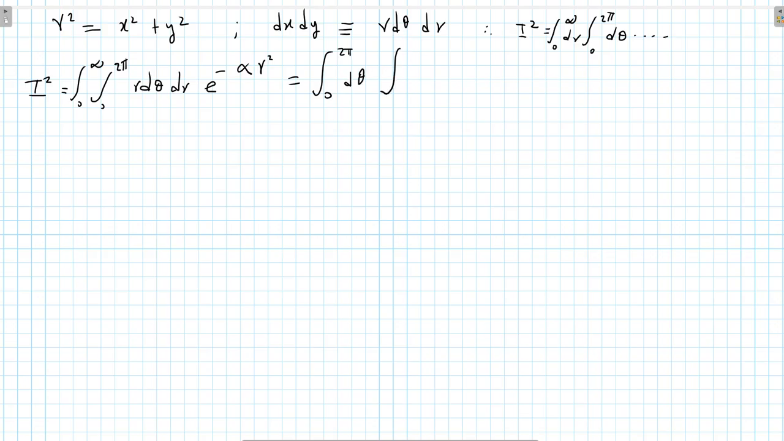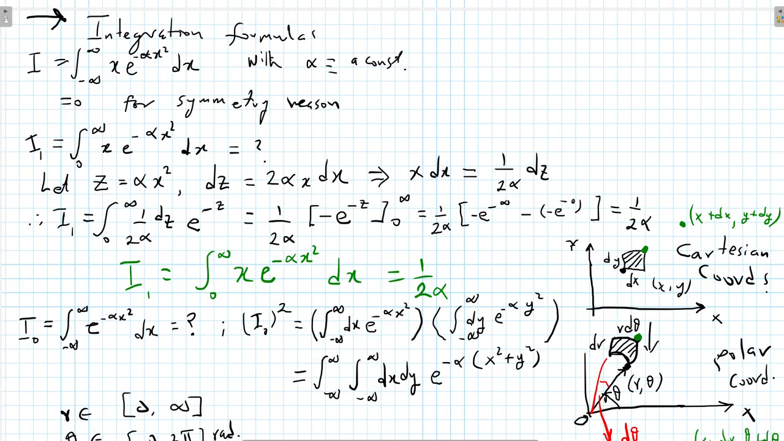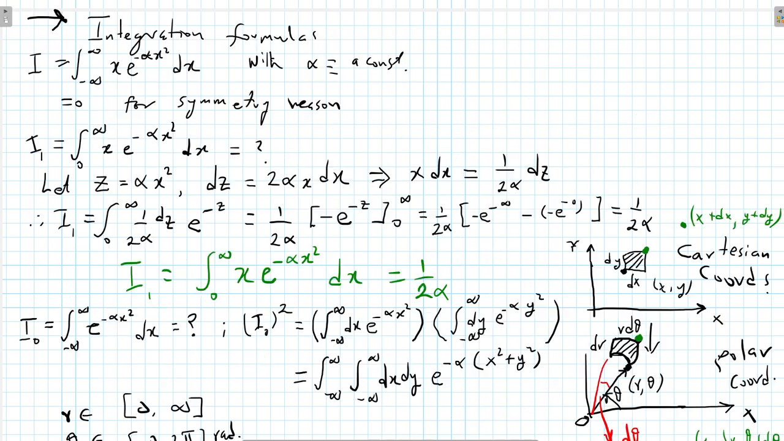D theta, and then integration from 0 to infinity for r e to the minus alpha r squared dr. Okay. And this turns out very nice because I hope you can see that we know the answer for this integration. We have done it in the previous page. Yeah, we have done it here. You can see the answer is going to be 1 over 2 alpha.